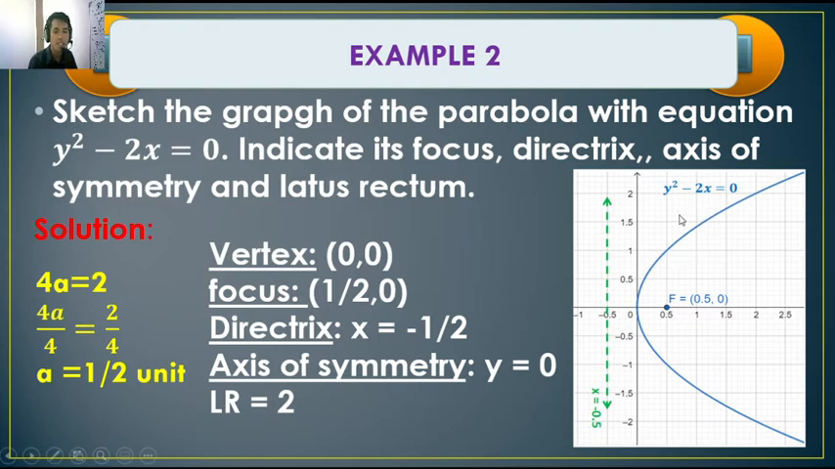Okay, so this is the graph of y squared minus 2x is equal to 0. Therefore, the parabola opens to the right. And the latus rectum is 2, the distance is 2, and it passes through our focus. Okay, so here.